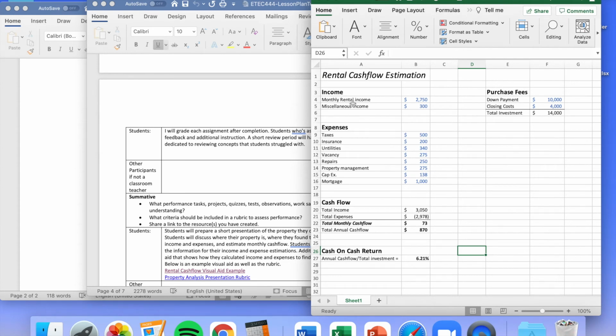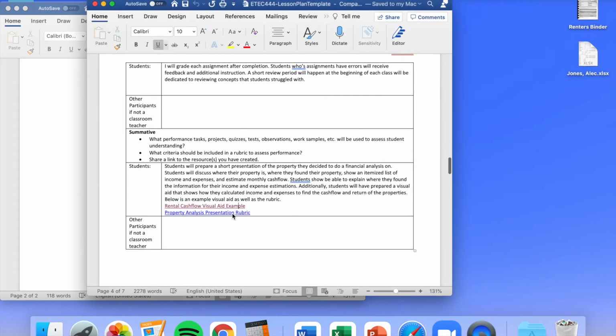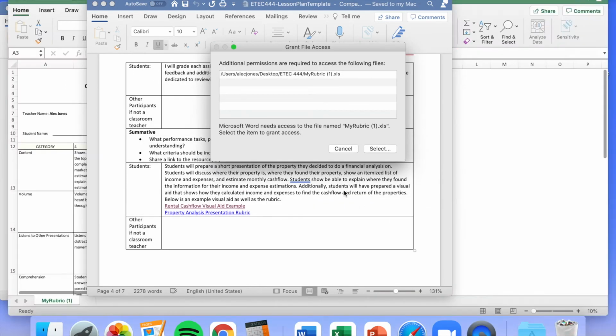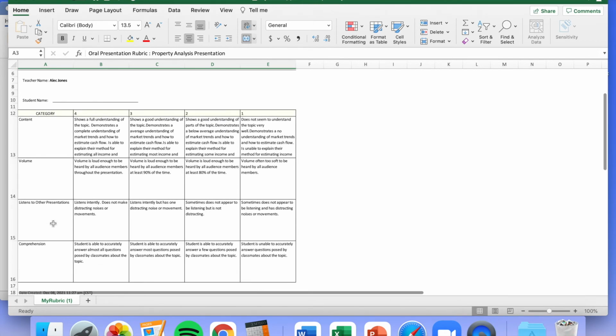So you can see we have the projected income from the property and the projected expenses. Then we subtract the expenses from the income to get the total annual cash flow, and then you can calculate the cash on cash return using that number and the purchase fees. And then the rubric for that is here as well. Students are going to be graded on their content, their volume, how well they listen to other presentations, and how well they were able to comprehend the subject matter they were presenting.